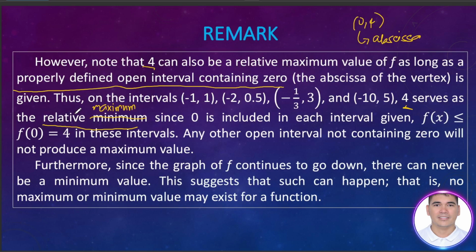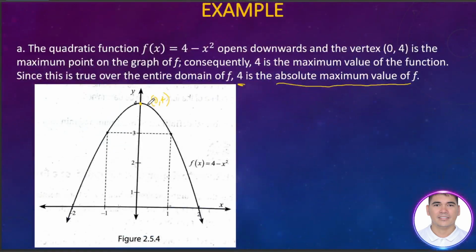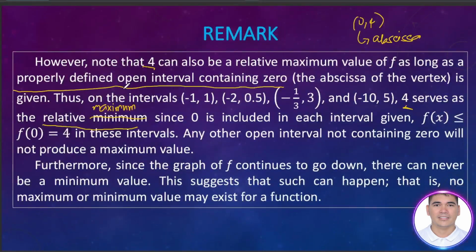So why is it relative? Earlier, we talked about absolute. It is relative because it allows for many extrema. When we talk about uniqueness, in this example we have only one. That's why the absolute maximum value of this function is 4. But if the open interval containing the abscissa 0, that is the point (0, 4), is properly defined, then this interval contains 0, it's an element. This one also. So 4 serves as a relative maximum. Therefore, 4 is the maximum in each of these. That's why it is a relative maximum.